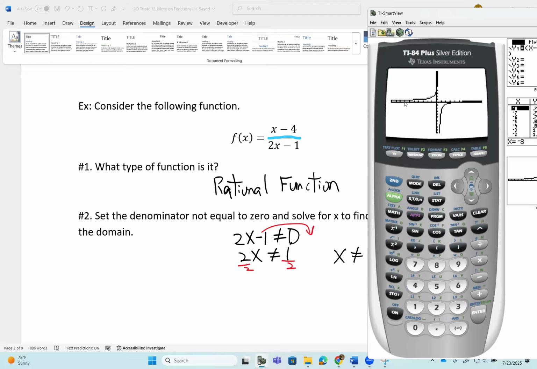Okay, so let me zoom in a little bit to make this pop out a little bit. I'm going to go to window. I'm going to go from negative 5 to positive 5 in both the x direction and the y direction. That makes the graph pop out a little bit better. Okay, so as you can see, this slope went above the x-axis.